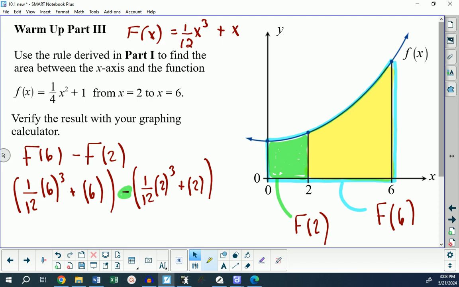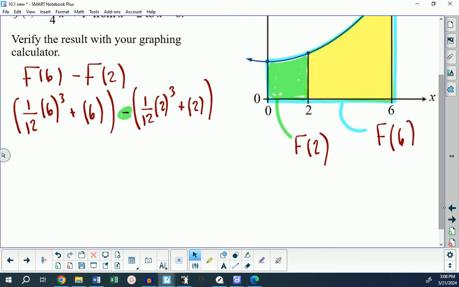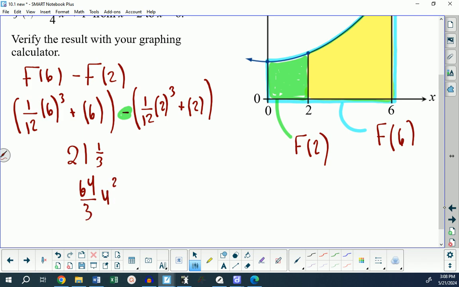I'm just running this through my head, but I'm getting 21 1/3. I'm not getting a lot of positive feedback from you on that. Is it 21 1/3? 21.3 repeating? Okay. So 21 1/3, or let's do it this way, 64 thirds. I should have put square units on the previous question, but that doesn't matter. We're in learning mode right now.